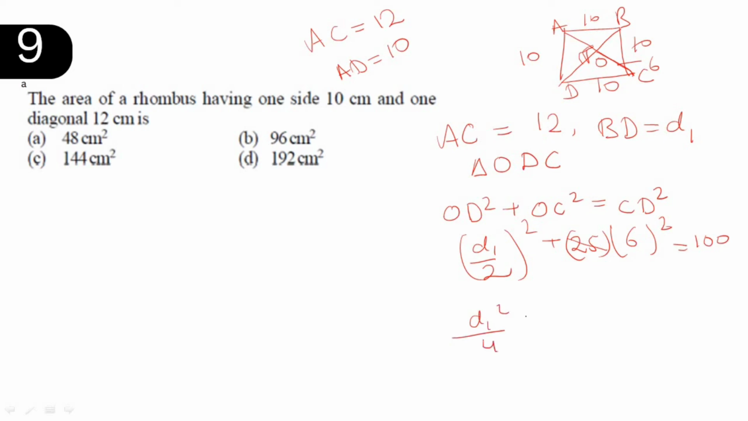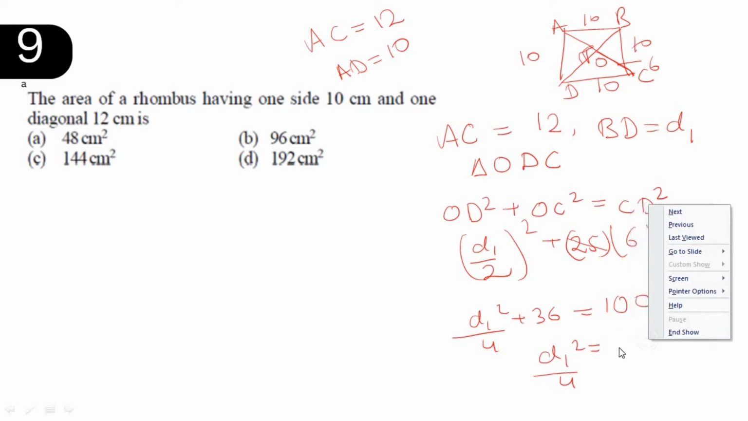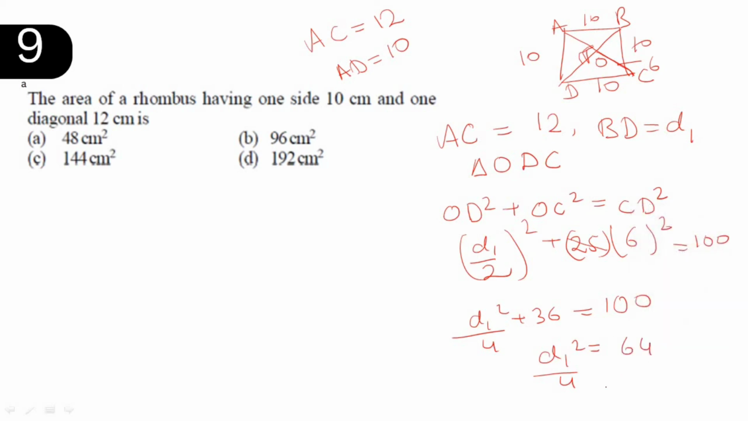D1 square by 4 plus 36 is equal to 100. D1 square by 4 is equal to 100 minus 36, which is 64. So D1 square is equal to 64 into 4. Therefore, D1 will be 16.